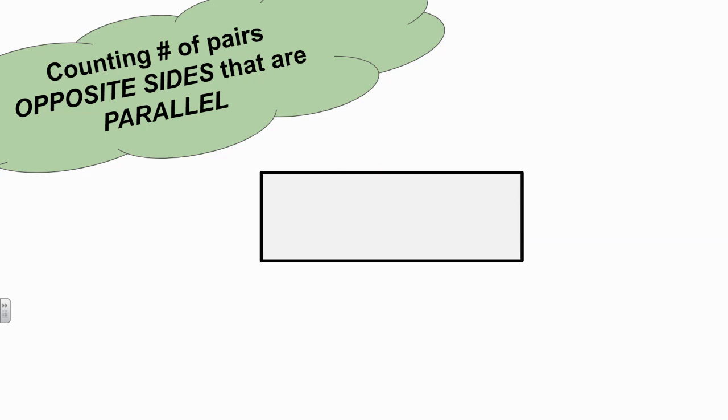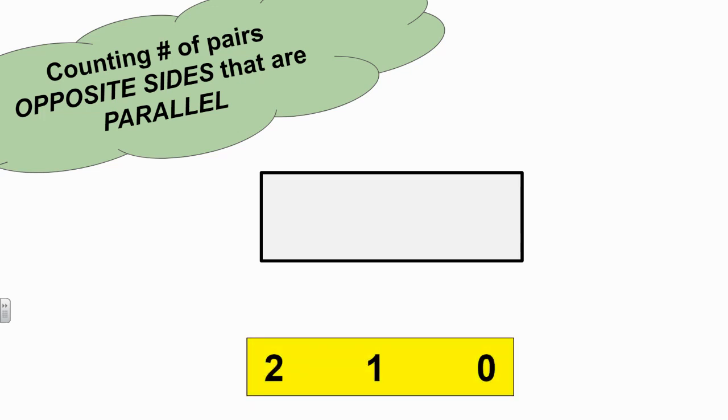Let's take a look at this one. We're going to decide, is it 2, 1, or 0? Let's take a look at the first pair of opposite sides here in pink. Those are definitely parallel lines. And if we take a look here in green, they're both perfectly vertical and they are parallel. So that is 2 pairs of opposite sides that are parallel.